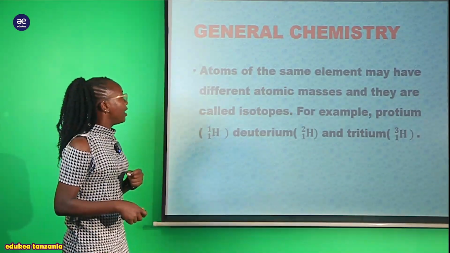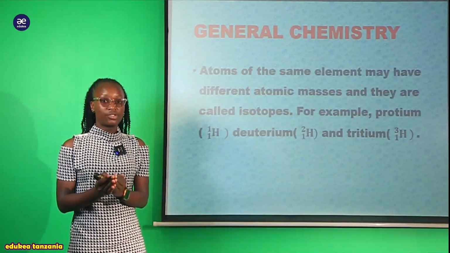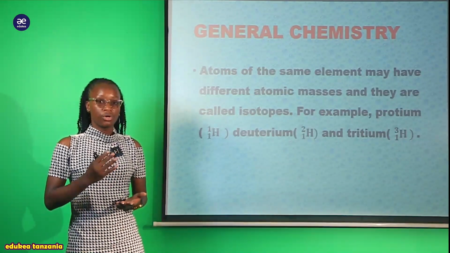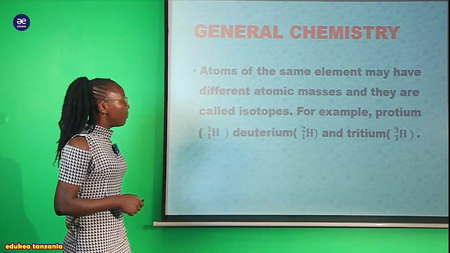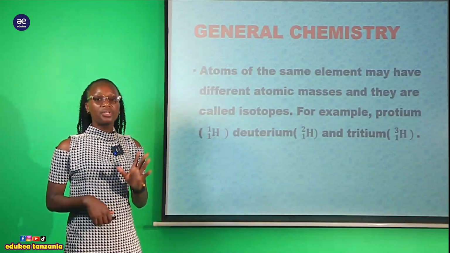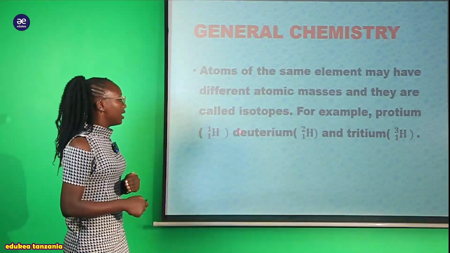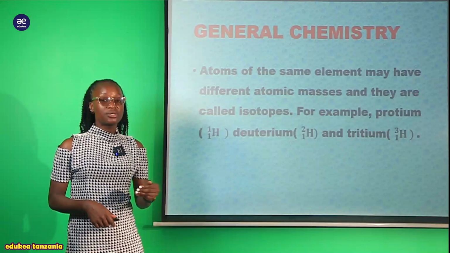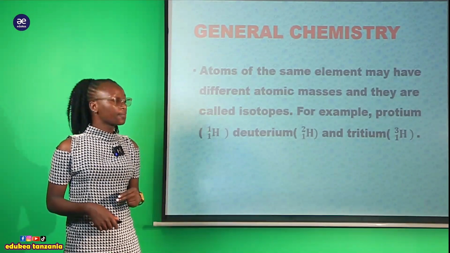That's why we got the modern one, which says that the atoms of the same element may have different atomic masses, but when we come to the atomic number, or the number of protons or the number of electrons, they are the same. For instance, a good example is protium. Protium is the hydrogen which is made up of 1 electron and 1 atomic mass. But there is deuterium. Deuterium, the same, is hydrogen which is made up of 1 atomic number but 2 mass number.